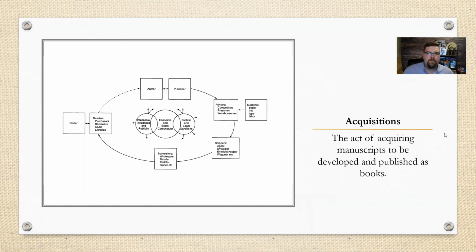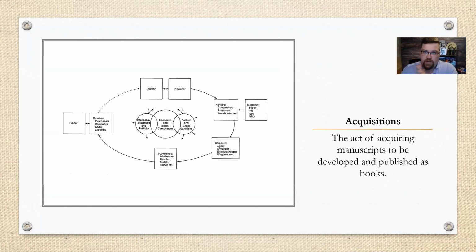So the way that acquisitions works, acquisitions are part of a complex circuit, which this image here is adapted from Robert Darnton's communication circuit. So the way in which publishing sometimes is thought about is in a linear fashion. There is a writer who writes something, which is then brought to an editor or a publisher, which is then put out in book form to a reader. So it's linear. It goes from one side of the circuit to the other.